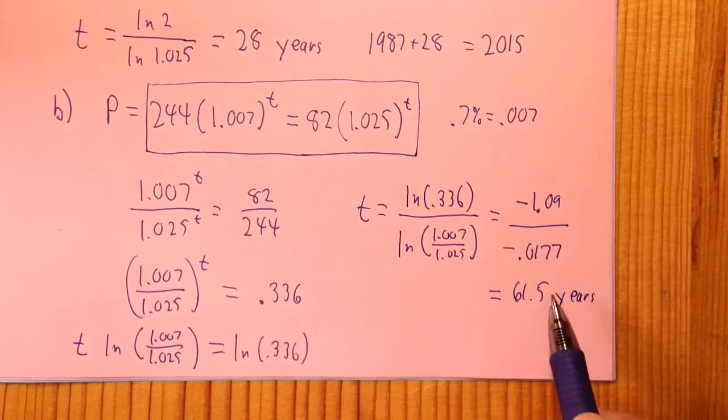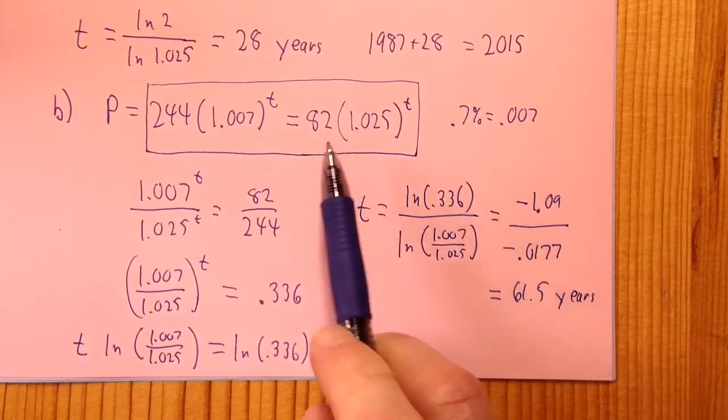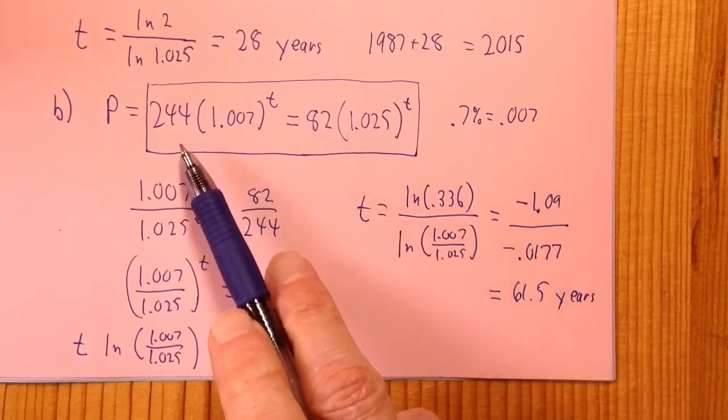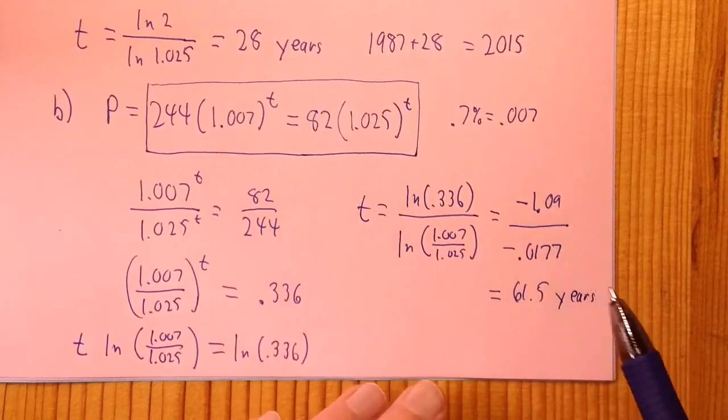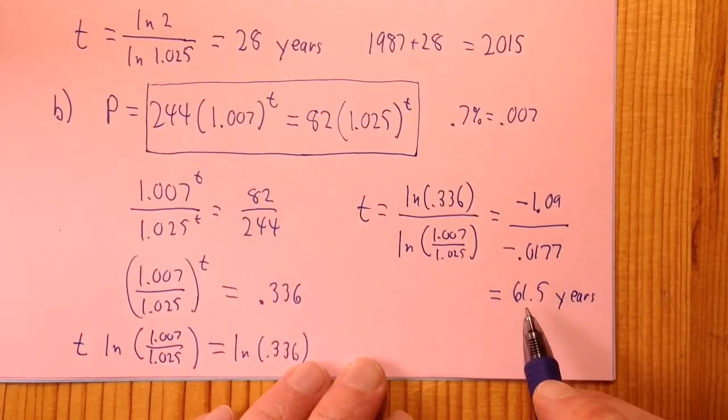And then it makes sense. It's going to be a long time, right? Mexico's got to catch up all the way from 82 million to 244 million and more than that because the United States is growing also. So 61.5 years, sure, that sounds about right.